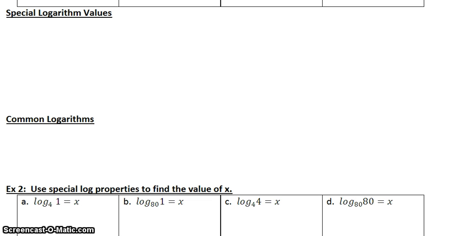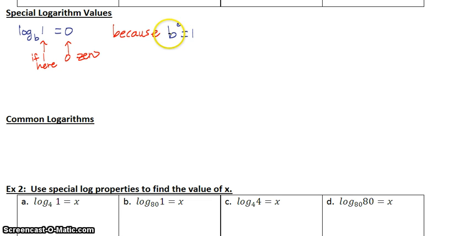Here's the first one. If I have log base b, b could be any number, and then it's of 1. So this part here has to be a 1. That's always going to be equal to 0. And the reason is, if I convert this to exponential form, it would look like b to the 0 power equals 1. It doesn't matter what b is. Anything to the 0 power is equal to 1. So if there's a 1 here, the answer is 0.